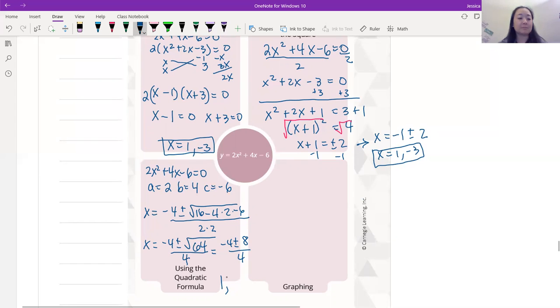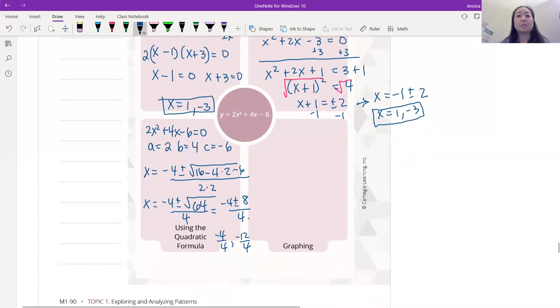And the other one is negative 4 minus 8, which is going to be negative 12 divided by 4. Well, what's negative 4 divided by 4? 1. So x equal to 1. And negative 12 divided by 4, which is, I mean, negative 3. Did you catch that?